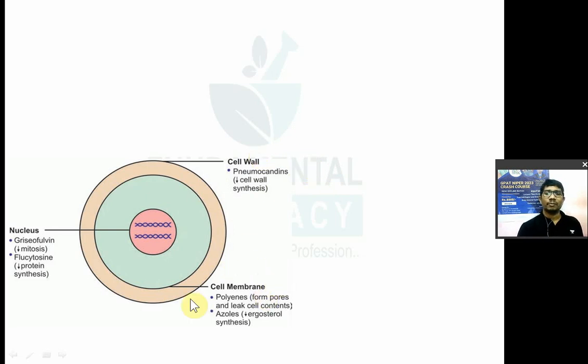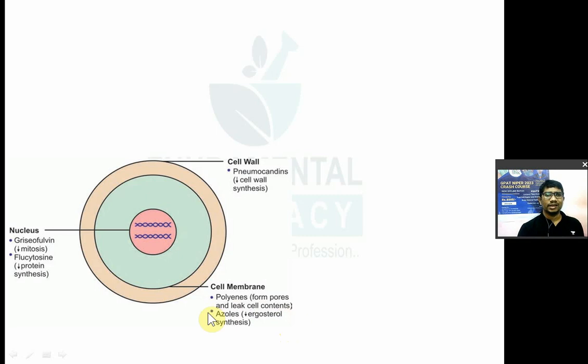Second one is cell membrane affecting drugs. Polyene antibiotics and azole antifungals affect the cell membrane. For example, polyene antibiotics like amphotericin B, nystatin, hamycin: what will they do? They will create artificial pores, they will create holes, and they will cause leakage of cell content from inside to outside that leads to cell death. So polyene antibiotics cause pores and leakage of cell content.